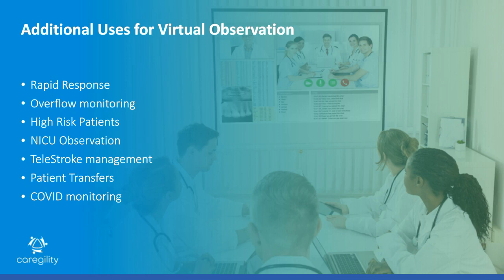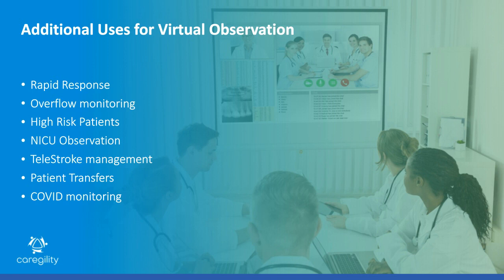As we said, fall prevention is typically what most people think about when they're talking about virtual observation. However, there are several other use cases for the technology as well. Typically, those monitoring for falls and behaviors are unlicensed personnel. However, licensed personnel can be used for physiological observation in certain situations.